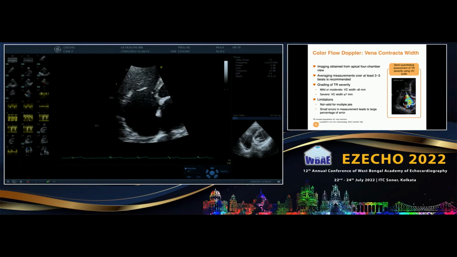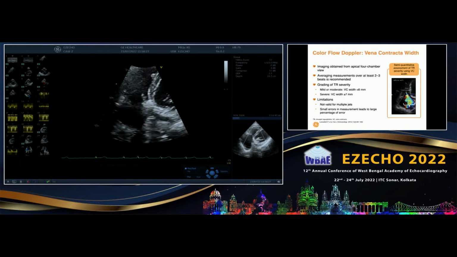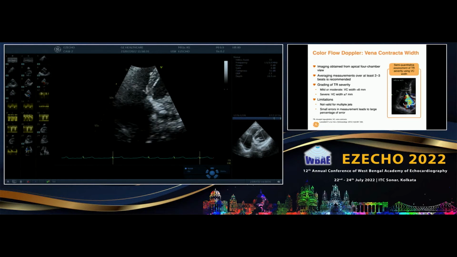Okay? So Nitin, what is important, the vena contracta or the tricuspid annulus? Tricuspid annulus. The single most important is the tricuspid annulus. That you have to remember. In the case of the tricuspid valve, the tricuspid annulus is the important thing, because this is very important nowadays.